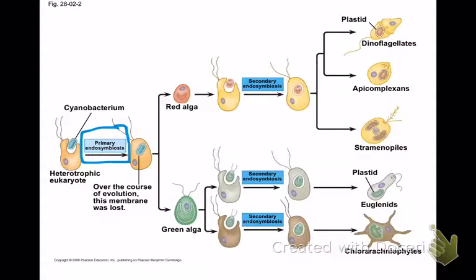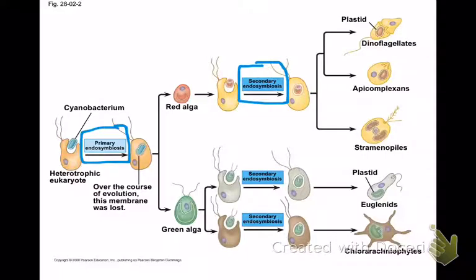Okay, but at multiple times in the evolutionary history of the dinoflagellates, eukaryotes engulfed either red or green algae. So a eukaryote engulfed another eukaryote. That's why we call this secondary endosymbiosis.